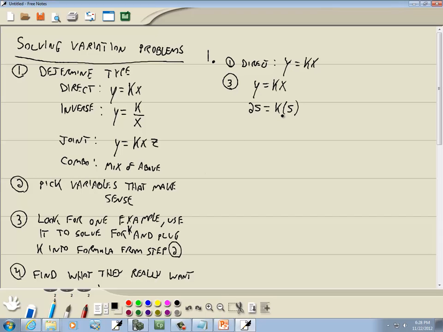Okay, so we want to solve for k. So divide both sides by 5, and we get k is equal to 5. And then I say plug k into the formula from step 2. Well, we didn't have a step 2, but this was our formula. So we just said k was 5, so we got y is equal to 5x.